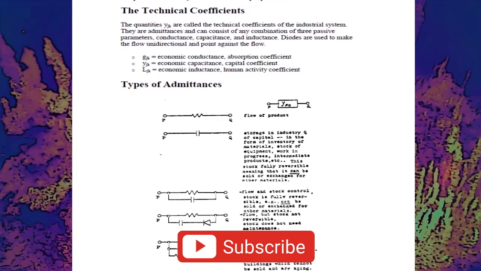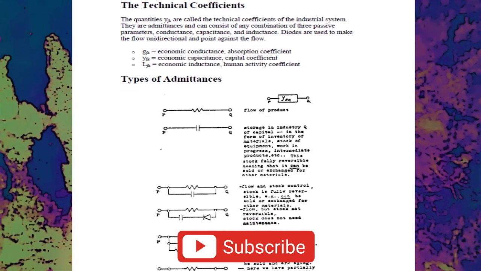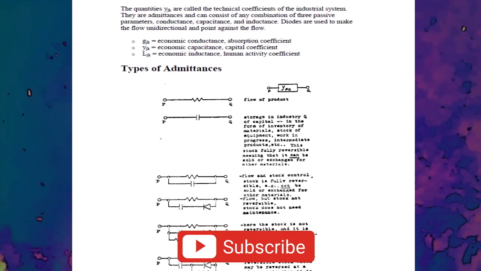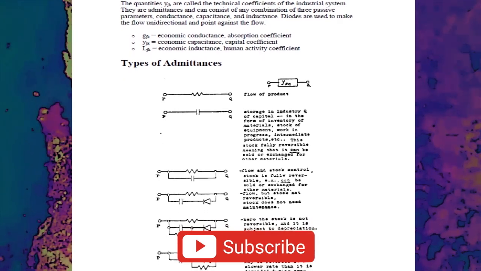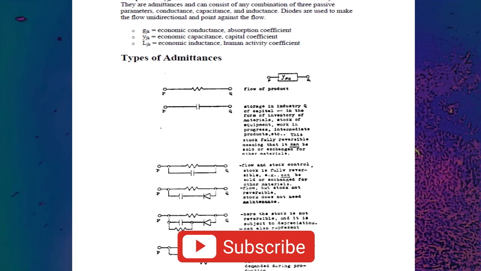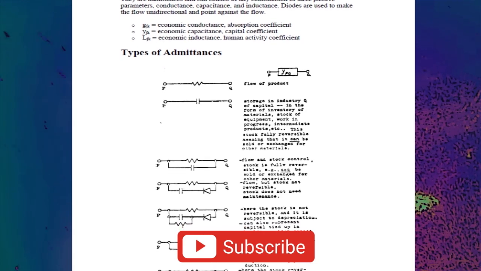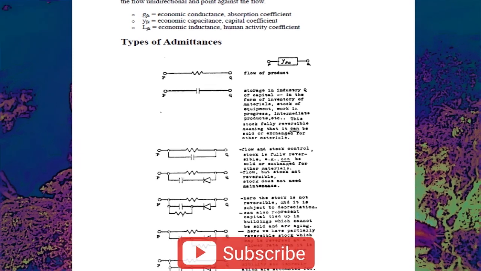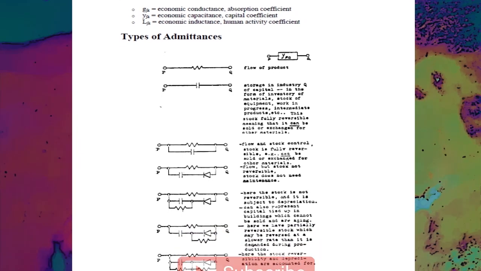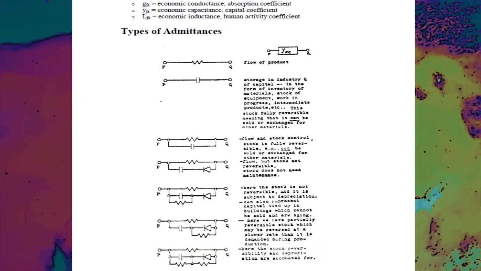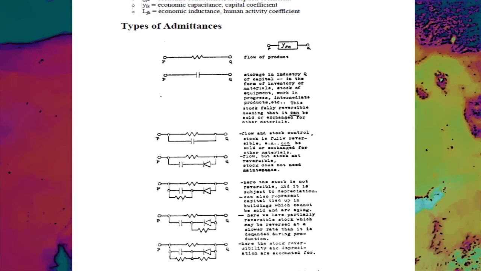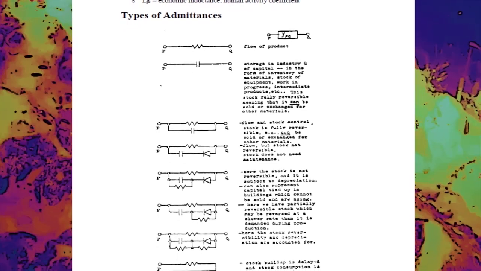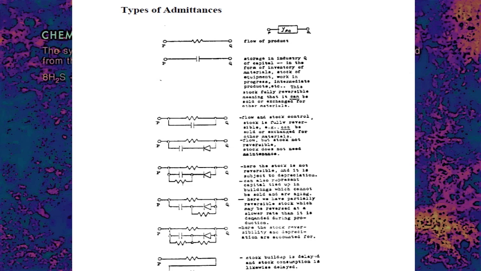They are admittances and can consist of any combination of three passive parameters: conductance, capacitance, and inductance. Diodes are used to make the flow unidirectional and point against the flow. GJK equals economic conductance, absorption coefficient. YJK equals economic capacitance, capital coefficient. LJK equals economic inductance, human activity coefficient.